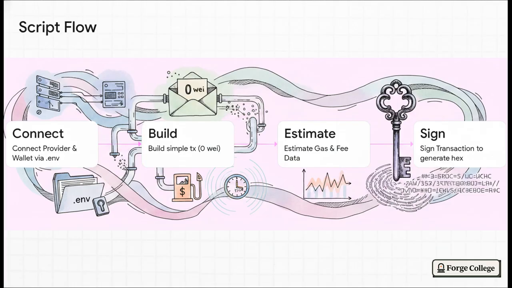And this brilliantly illustrates how we can break the process down into 4 elegant steps. First, we connect our provider and wallet, using the secrets hiding in our .env safe. Second, we build a simple transaction envelope, just sending 0 way to ourselves to test the pipes. Third, we reach out to the network to estimate the gas and fee data, pulling those latest EIP 1559 metrics. And finally, step 4, we sign that transaction with our private key to generate a raw hex string.